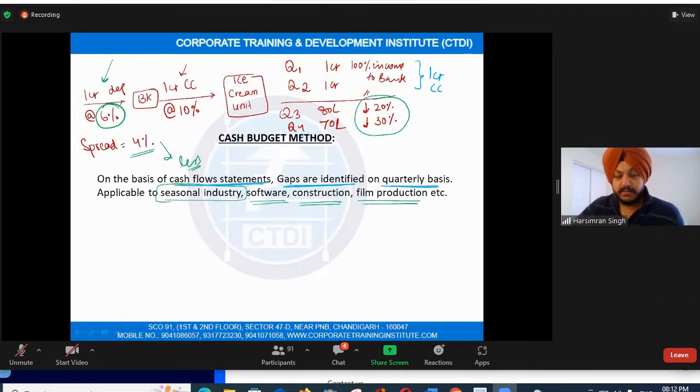And then the bank will tell him that for the next 2 quarters, we will reduce your CC only to 80 lakhs. And accordingly, bank will adjust the liabilities. Is that clear? Yes, sir. This is cash budget method.